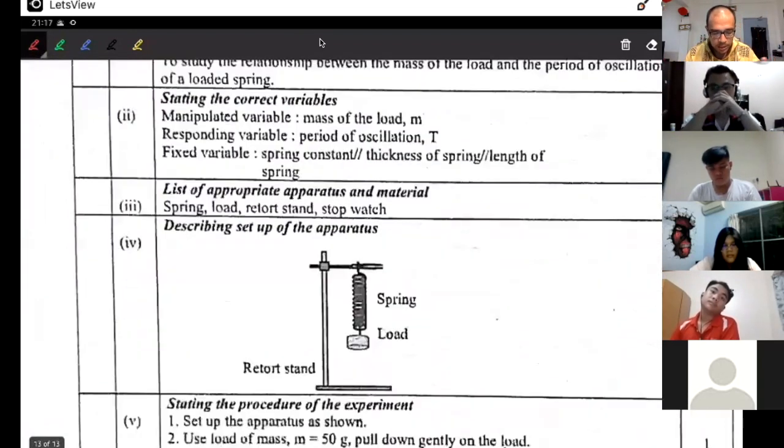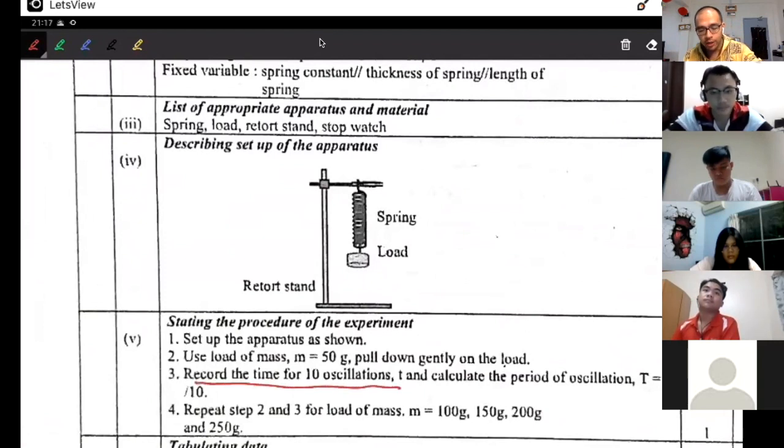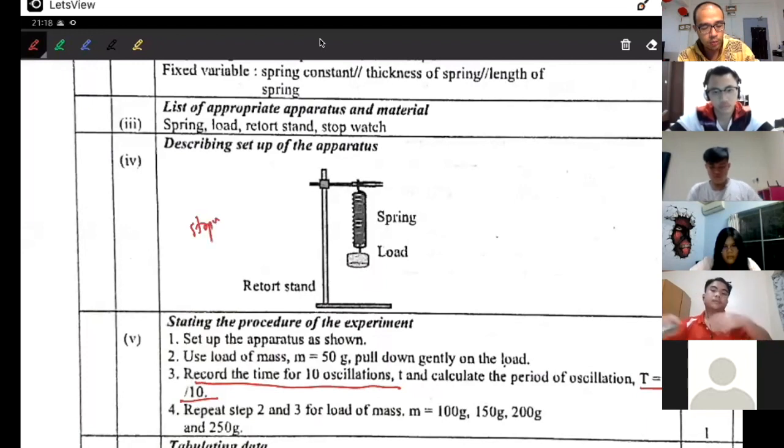Okay, the spring experiment is like this. We do the same thing. We record the time for 10 oscillations, and then after that you calculate the period of oscillation. If you don't have the period of oscillation sentence, you may not be able to get the A plus, but you should be able to get the A. The setup is very easy, just the spring and load. Then of course you have the stopwatch to measure the time.